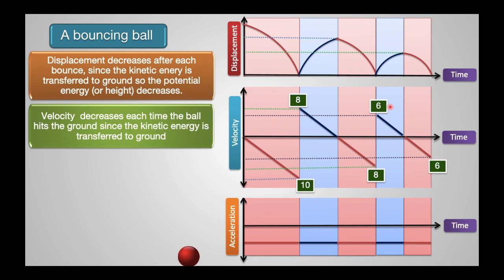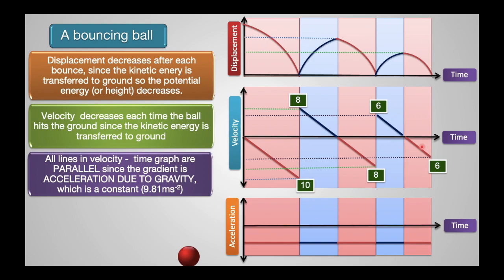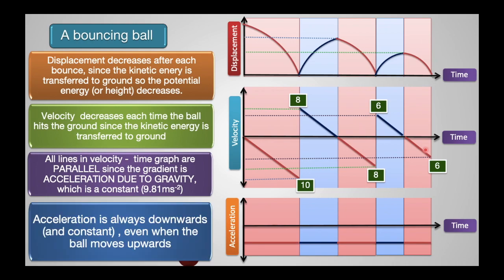Another speciality of this graph is all the graphs in velocity time are parallel, because two graphs parallel means their gradient is exactly the same, and in this case all the time the gradient should be acceleration due to gravity, and the acceleration due to gravity is always a constant. This is a theoretical graph for a bouncing ball.